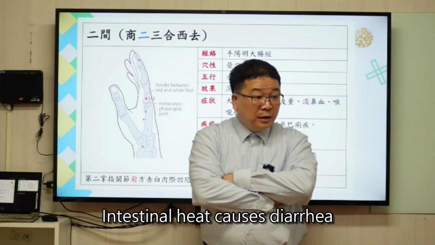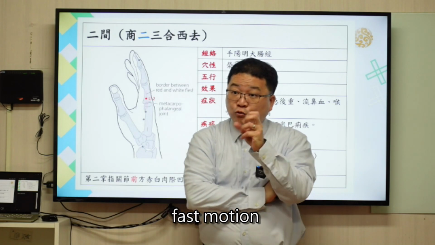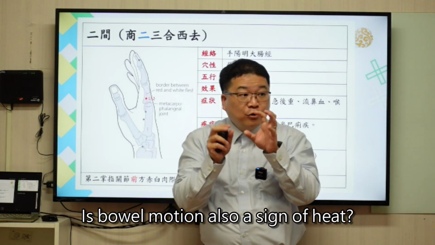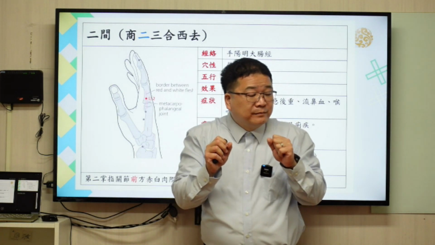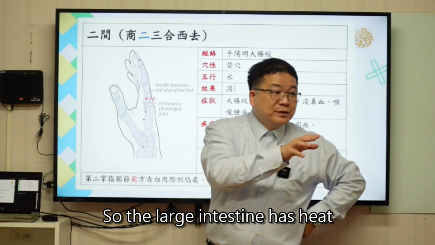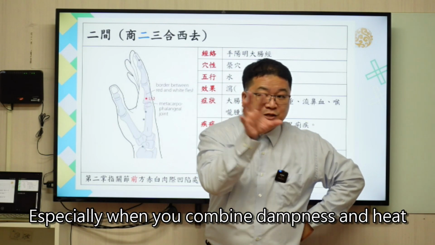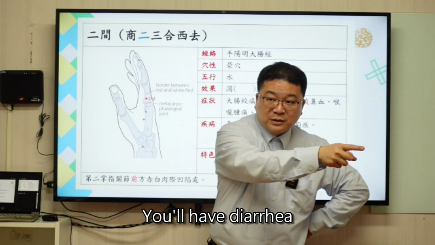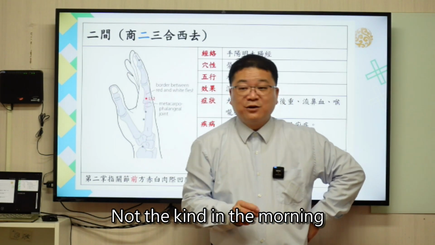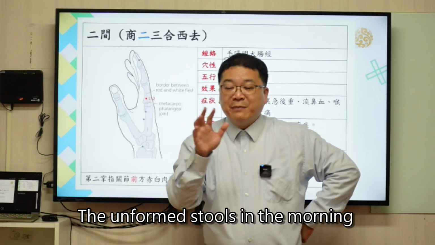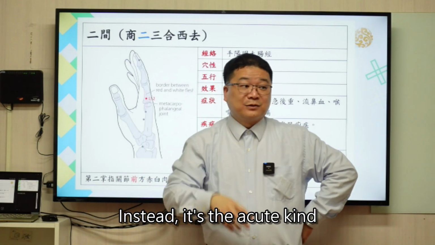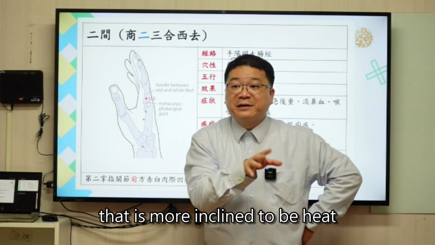Intestinal heat causes diarrhea, because according to Western medicine, fast motion might make the stools come out easier. Is bowel motion also a sign of heat? Heat makes things faster, cold makes things slow. So if the large intestine has heat, you might indeed get diarrhea, especially when you combine dampness and heat. It's the kind of diarrhea that's more like gastroenteritis, not the kind in the morning with unformed stools. That regular kind of thing is not diarrhea. Instead, it's the acute kind that is more inclined to be heat.